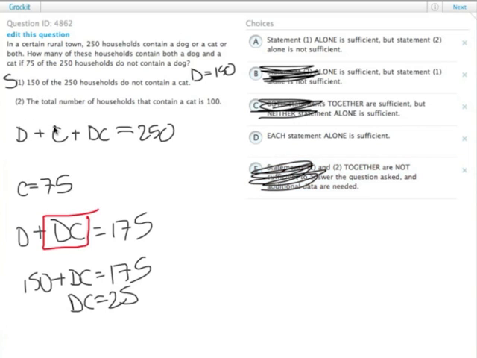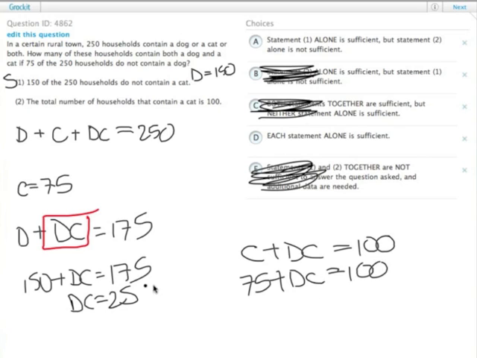Statement 2 on its own says that the total number of households that contain a cat is 100, which means that C plus DC, that's the two groups that contain cats in them, because C is for cat, right? So C plus DC equals 100. We already know that C on its own is 75, so 75 plus DC equals 100.